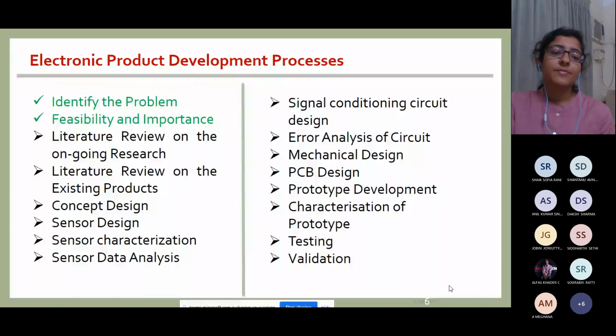Now after identifying the problem, we have to go to the literature review of the ongoing research. Why do we need this literature review? Because if we only look at the product side, we can miss something. Sometimes research is going on at the beginning of any product, and it may happen that there is research, but it is not done in product form.